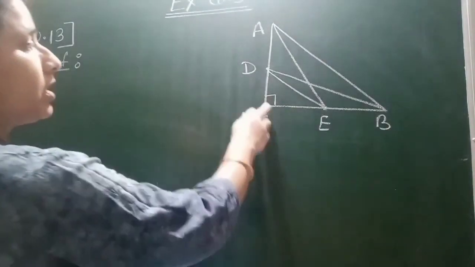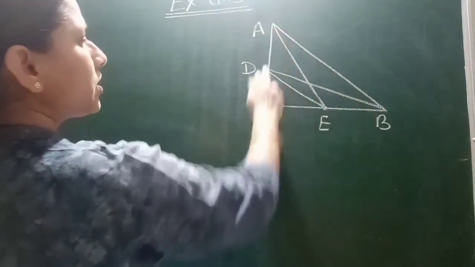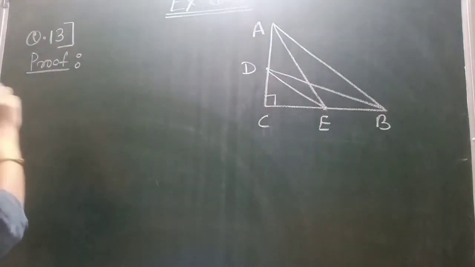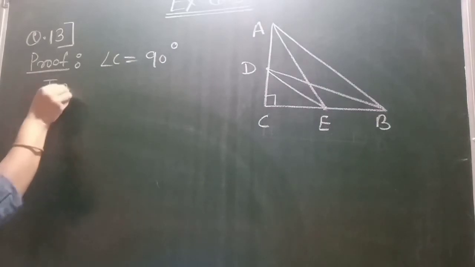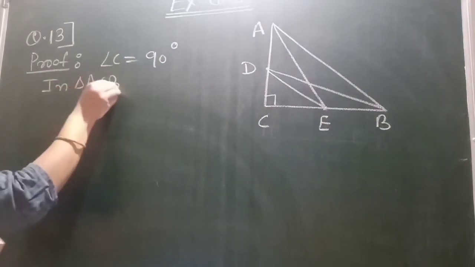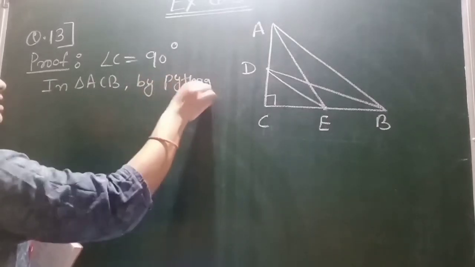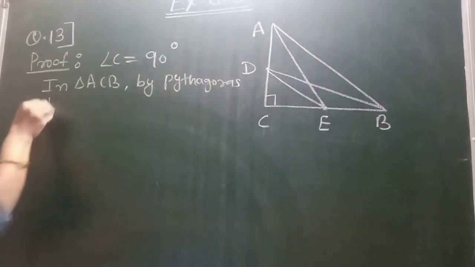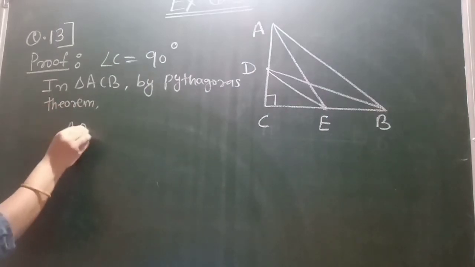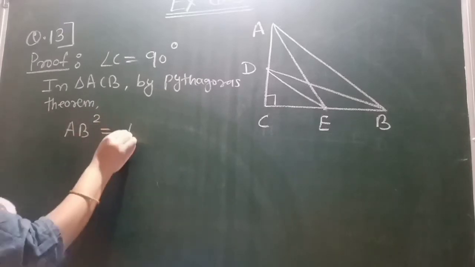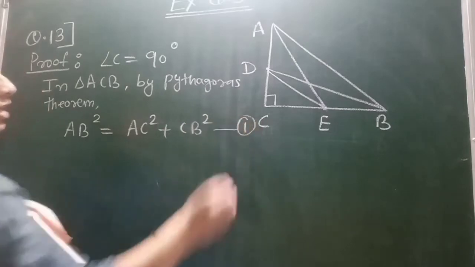Since this one is a right angle triangle, first we will apply Pythagoras theorem in this triangle ACB. Here angle C equals 90 degree. So in triangle ACB we will apply Pythagoras theorem. What will we get here? AB is the hypotenuse. AB square equals AC square plus CB square. This one is our equation number 1.